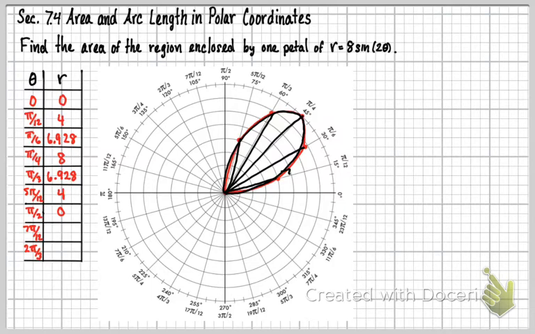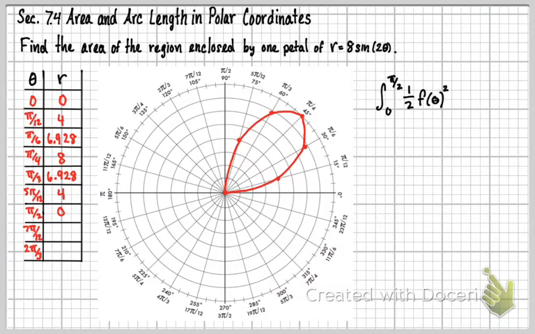Now to set this integral up, it's going to be the integral from 0 to pi over 2. My formula says 1/2 f theta squared d theta. But our f theta here is actually 8 sine of 2 theta. Actually, I'll keep all that so you can remember where everything came from. So when I set up my integral, it's going to run from 0 to pi over 2 of 1/2 times 8 sine of 2 theta, squared, d theta. So that's the integral we're looking at.